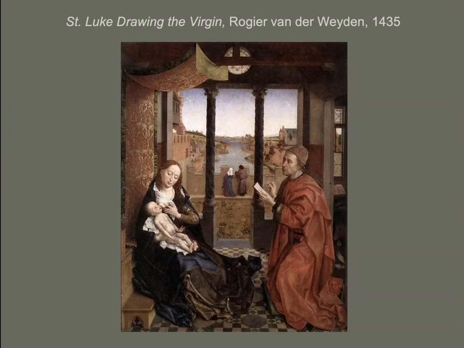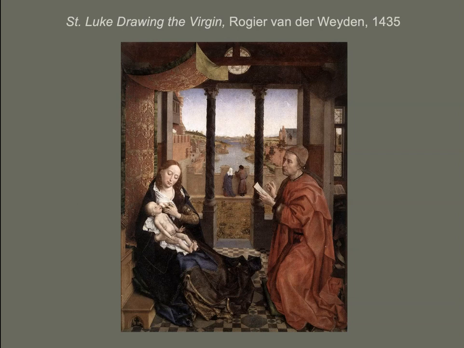This is St. Luke drawing the Virgin by Rogier van der Weyden from 1435. And really, again, this one's about looking at the detail. We see the figures in the foreground, and it's balanced against this really beautiful landscape in the background. But there's a minute detail that's present. So if you look, there's patterning on the tile, there's this pattern on the tapestry behind. Everything is extremely detailed, and you're meant to notice all of those details.